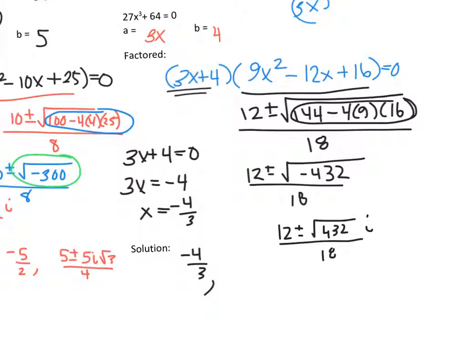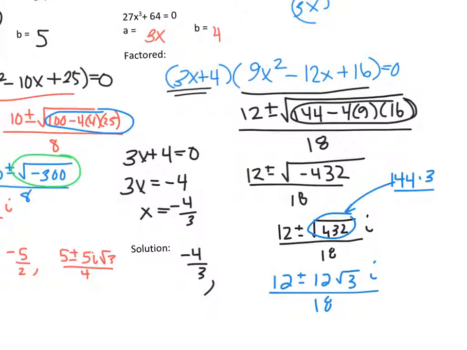So now I have to break down the square root of 432. So actually the highest perfect square that goes into 432 is 144. So this breaks down into 12 plus or minus, this is 144 times 3 is going to give you 432. So the square root of 144 is 12. So it's 12 root 3i over 18. And your last step is to find the highest number that 12, 12, and 18 can be divided by. In that case, it's 6. So your answer is going to be 12 divided by 6 is 2, plus or minus 12 divided by 6 is 2 root 3i over 3.